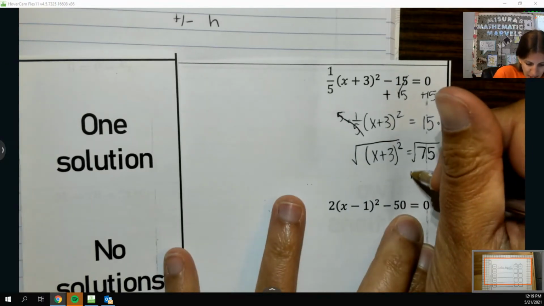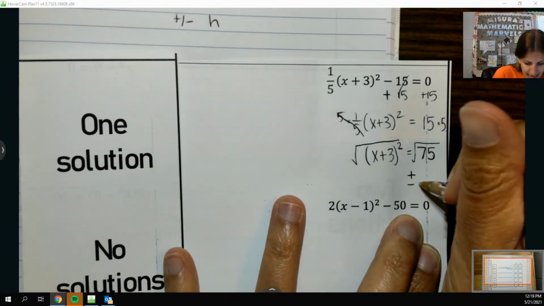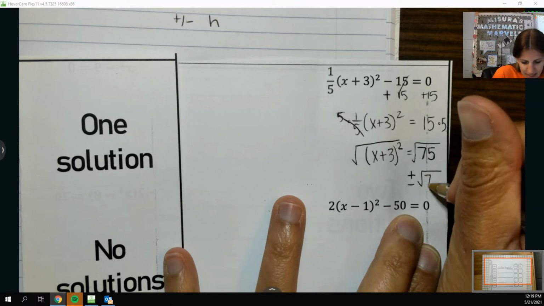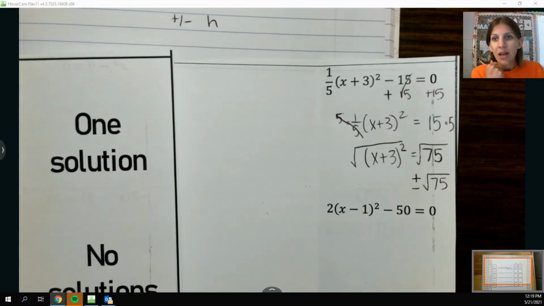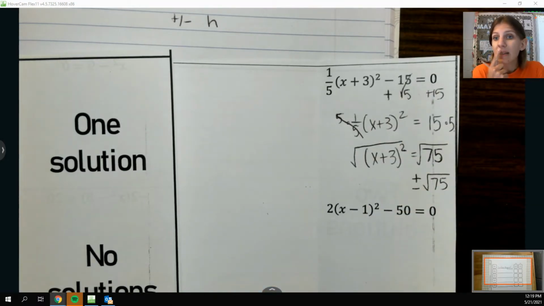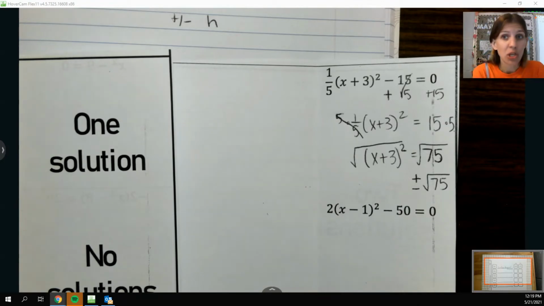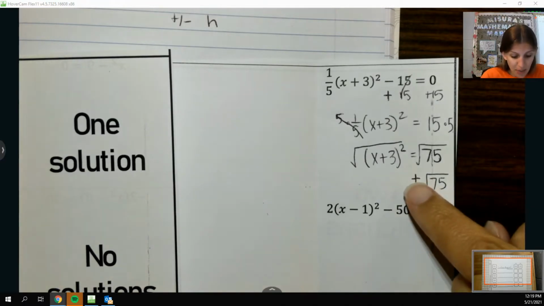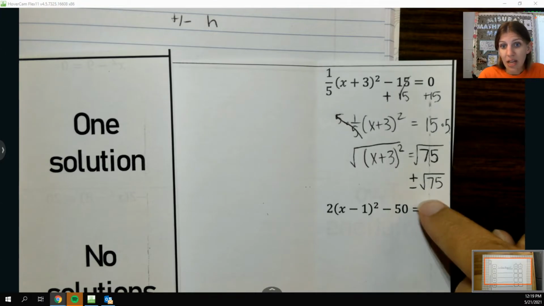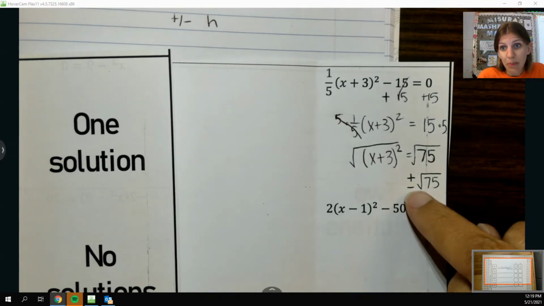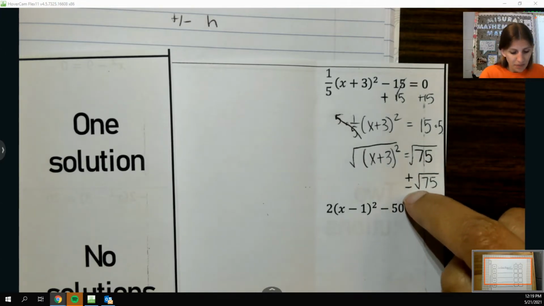And we're going to put a plus or a minus sign in front of it. Because the thing is, if I had, let's say, square rooted 9 for 3, what it could have been was positive 3 squared for 9 or negative 3 squared for 9. So it could have been positive or negative. So that's why we need to put that plus or minus in front.